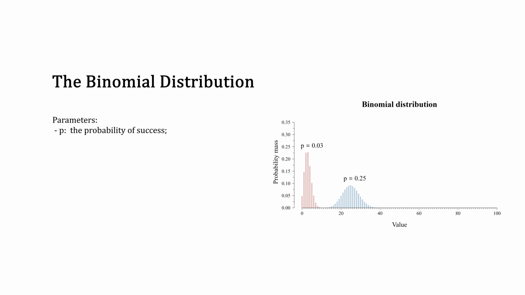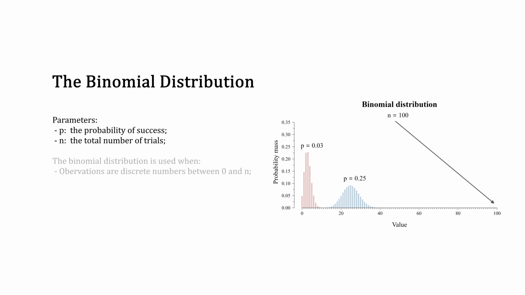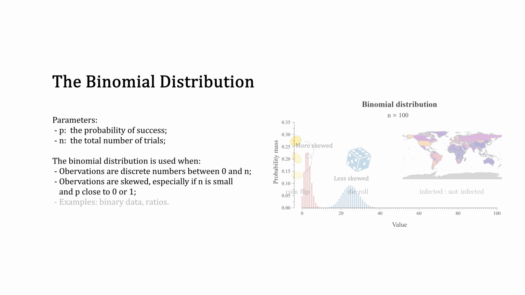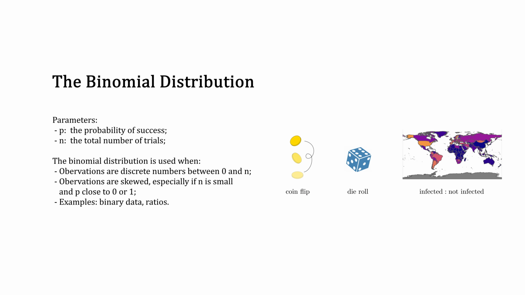Let's summarize once more what we've learned so far before we wrap up. The binomial distribution has 2 parameters, the probability of success, p, and a number of trials, n, which together with p determines the scale, so how diffuse it is. The binomial distribution is used when observations are discrete numbers between 0 and n, observations are skewed, especially with a low number of trials, or the probability of success is close to the boundaries, and examples include binary data and ratios. Probability distributions are a core concept in science.